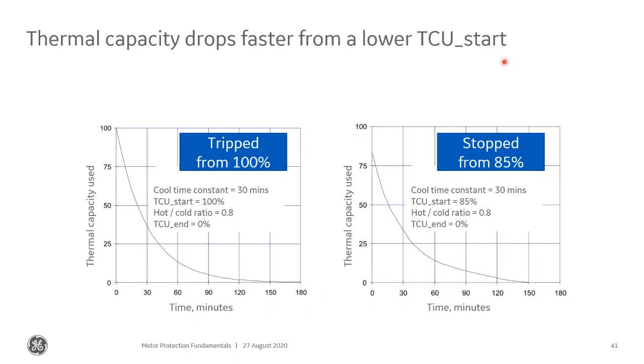So this is how the motor looks at that. The takeaway here is that if your motor has tripped from a fault, it's going to take longer for it to cool down enough for you to restart the motor. Whereas if you're cooling from just stopped from a running condition, it will cool a little faster and you can restart a little sooner. Both of these take the same 5 times 30 minutes to get to 0 thermal capacity, but the steepness of the curve here is a little different.